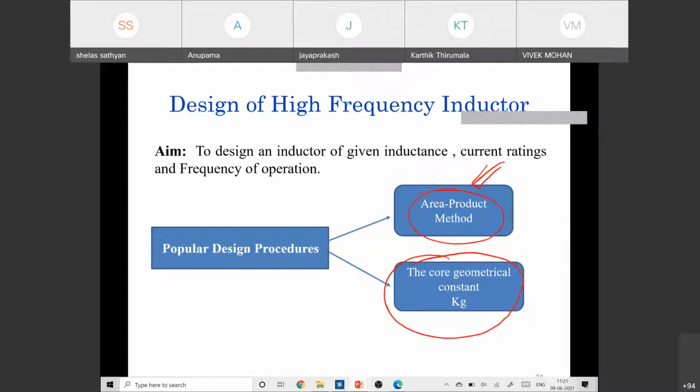If you are using the core geometrical constant method, you may get more control on the losses, especially the copper loss, which you can predetermine. Whereas in the area product method, sometimes you have to measure the copper loss. Both are almost similar in end result. So I will be restricting myself to the area product method.